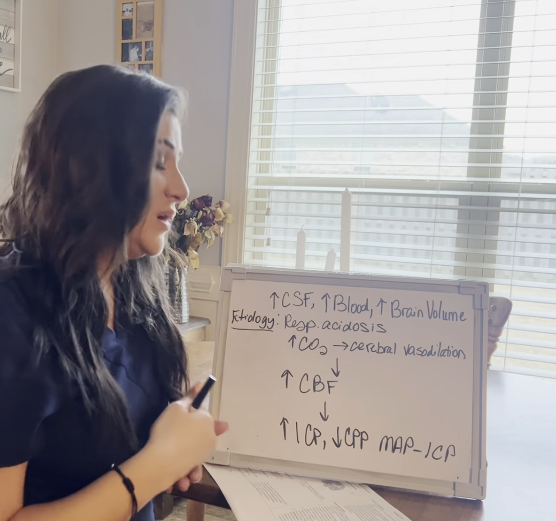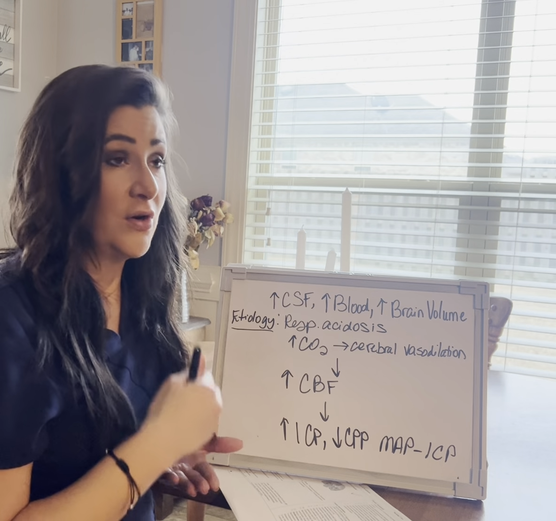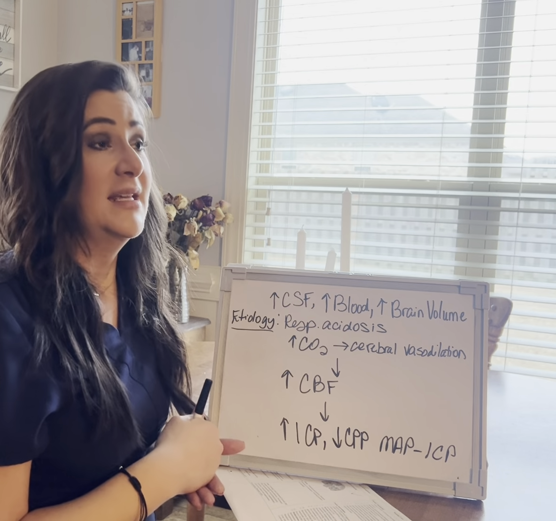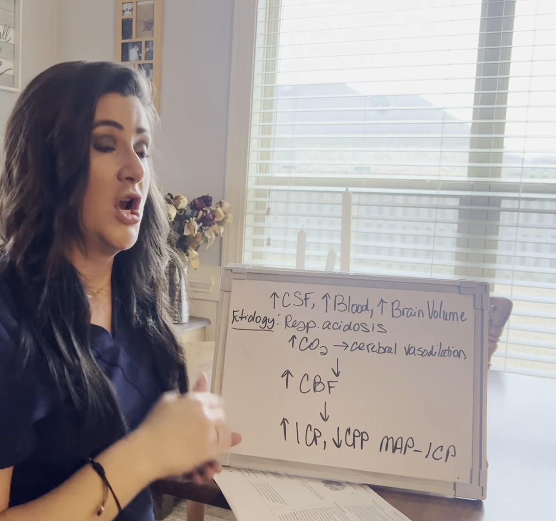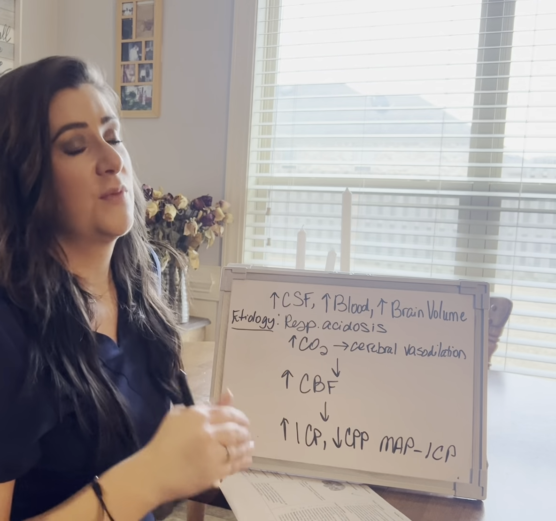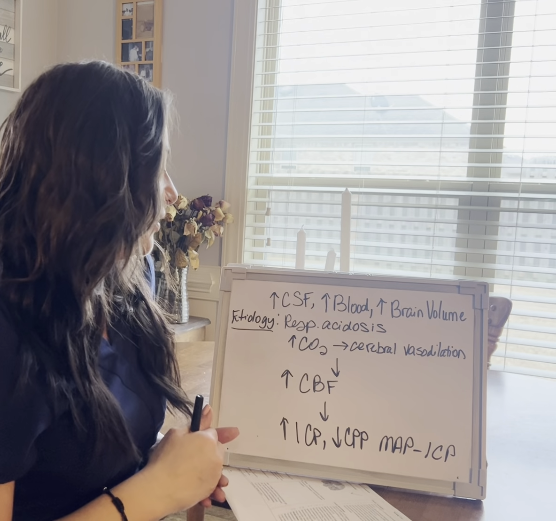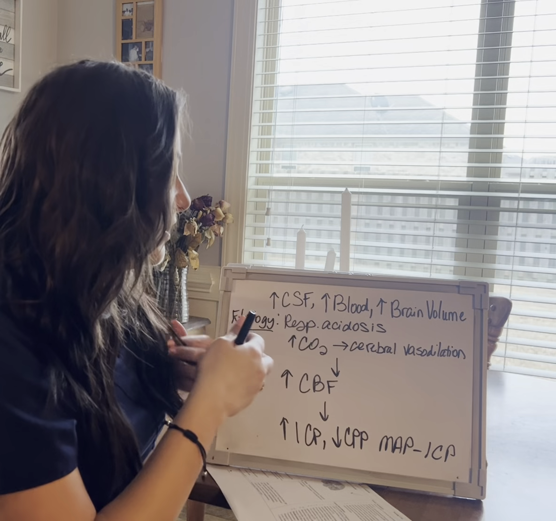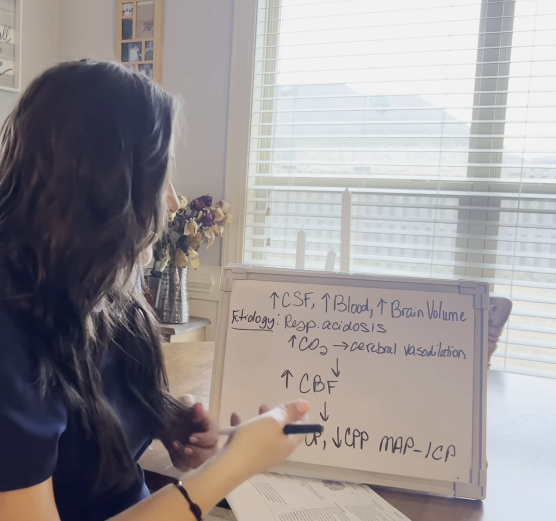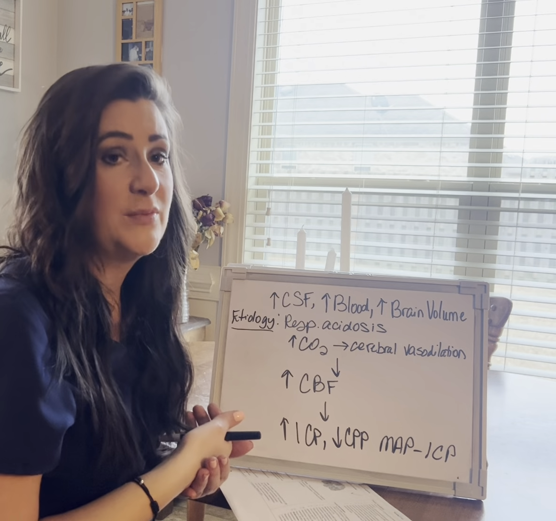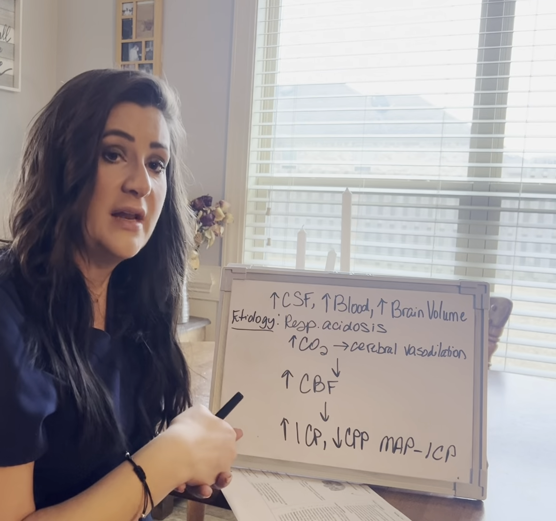But that pretty well sums up ICP. Remember that ICP, or increased ICP, is considered critical once that level reaches 20 or higher. A normal ICP ranges from 5 to 15, okay? So remember the underlying etiology, the underlying pathophysiology behind it, and those key assessments and interventions that we've talked about in the video.